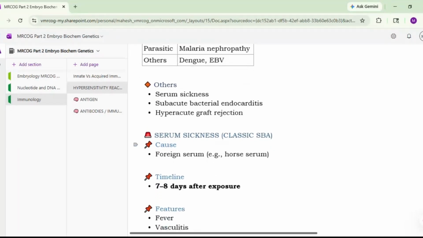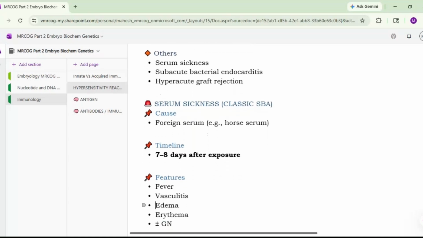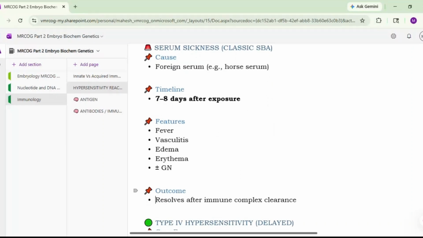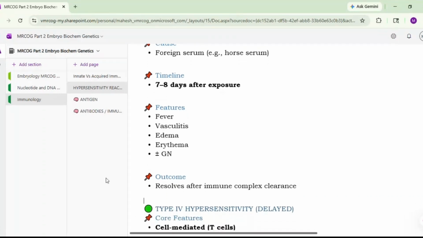What happens in serum sickness? Okay, there is a foreign serum like horse serum, etc. With a gap of around 7 to 8 days after exposure, you see this serum sickness. Clinically there is fever, vasculitis, edema, erythema. There may be glomerulonephritis also. And what is the outcome? It resolves once the immune complexes are cleared. Okay, so that is the type 3 hypersensitivity reaction.